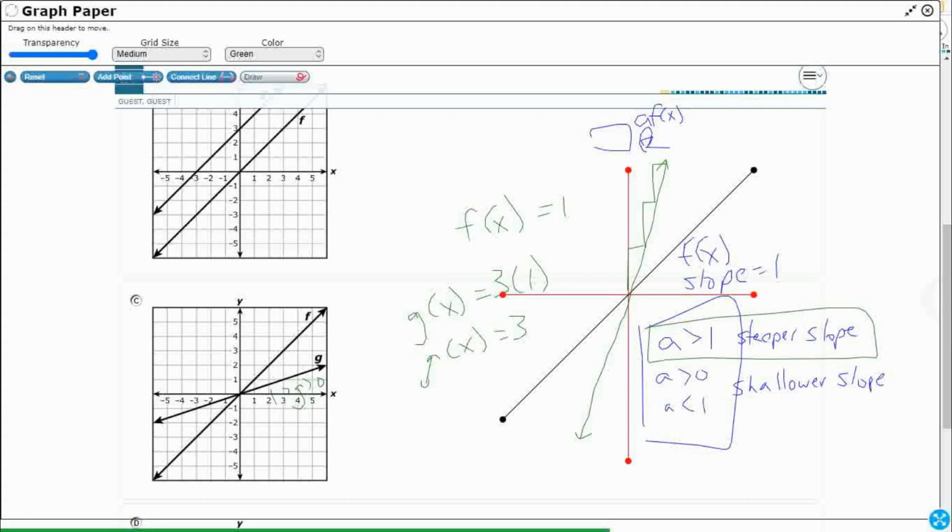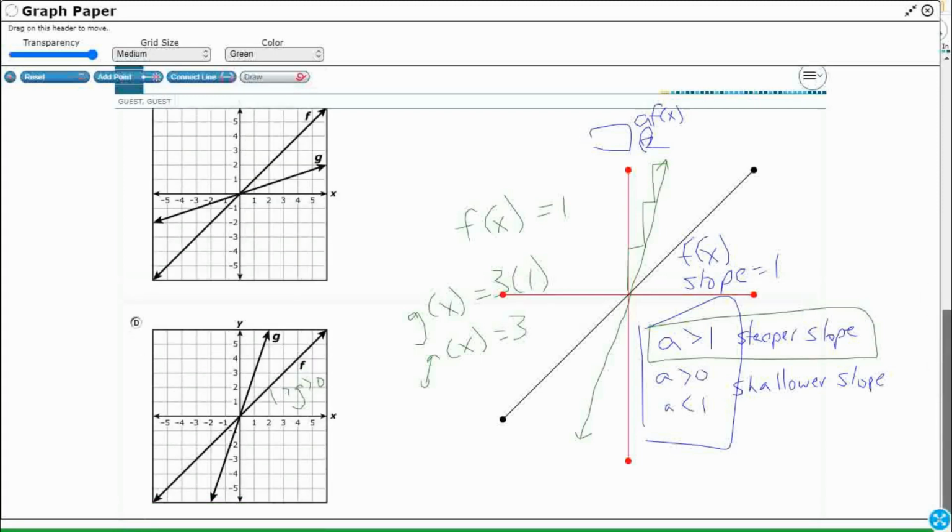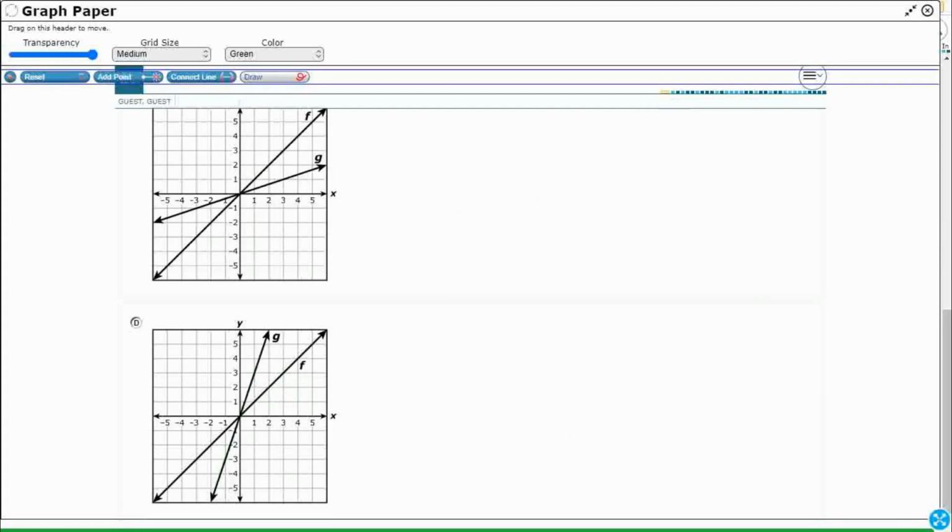And so what do we have working here? There we go. D. That's got that steeper slope. And that's exactly what we're looking for, that steeper slope. So that is our answer, D.